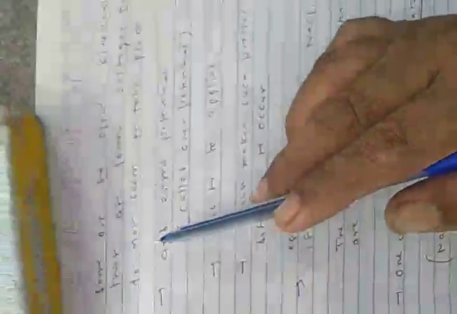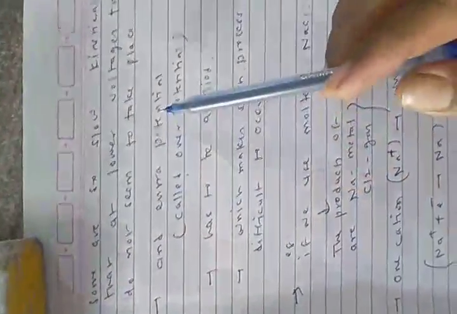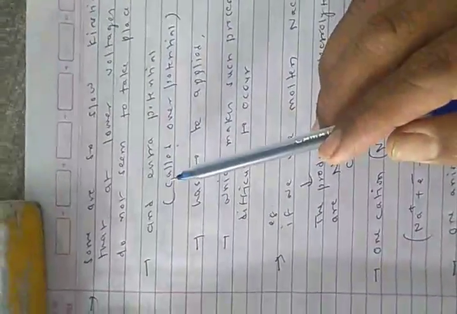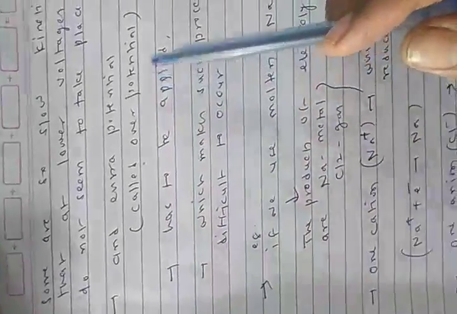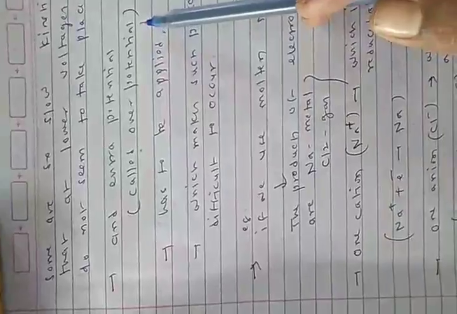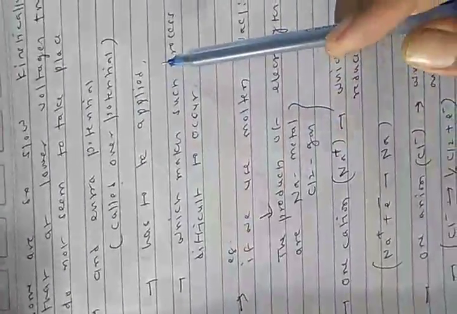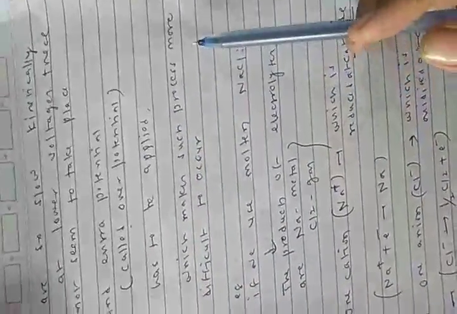Some processes are kinetically slow, so at lower voltage they do not seem to take place, and an extra potential, called overpotential, has to be applied, which makes such a process more difficult to occur. Now I am explaining with an example.